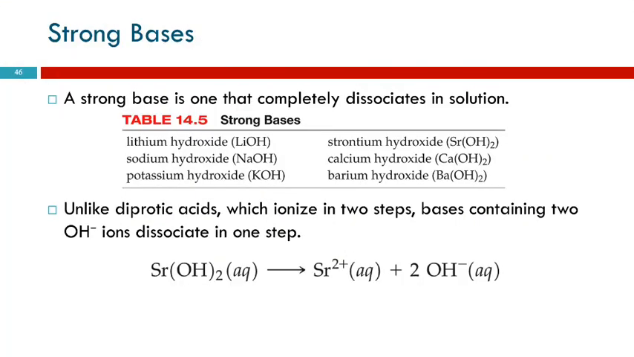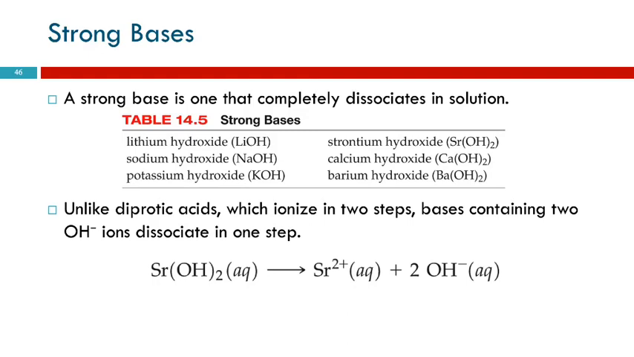So that was strong and weak acids. What about the bases? A strong base is just one that dissociates completely. So any of the metal hydroxides are going to be considered strong bases: lithium, sodium, potassium hydroxide.